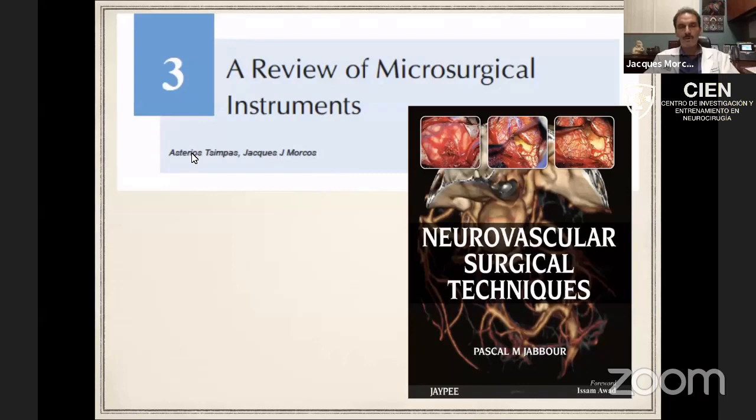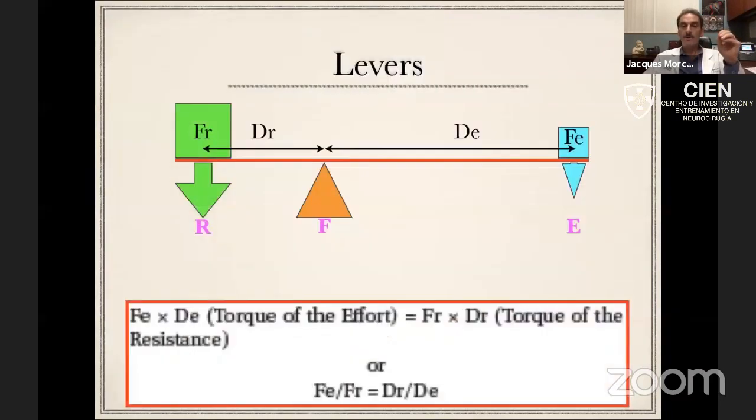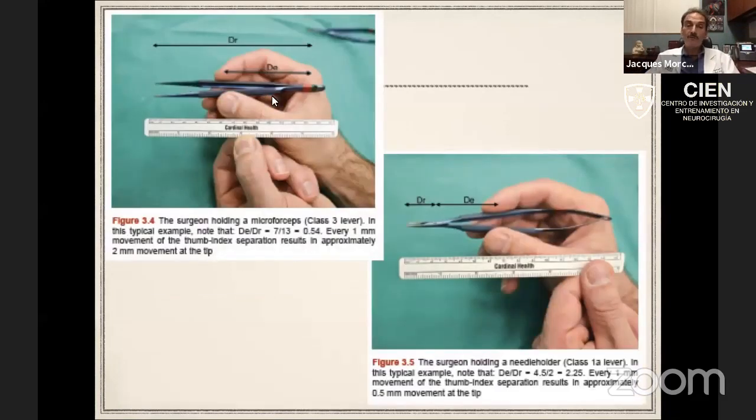I've written a chapter with my resident a few years ago in this very nice book by Pascal Jabour. It's chapter 3, and in some of the slides I'm going to show you how you sit, how you hold the mouthpiece in your mouth, how you analyze your instruments. You have to remember your instruments are levers. Do you use a needle holder or do you use a forceps to suture a 10-0?